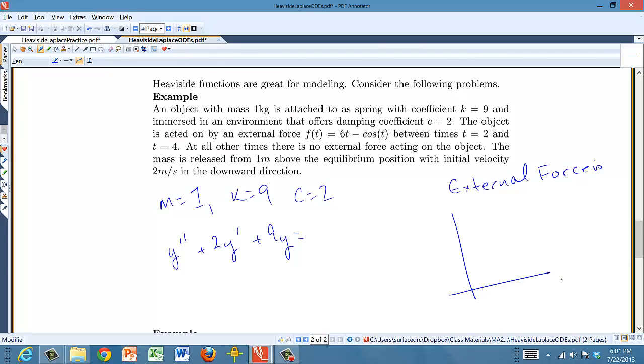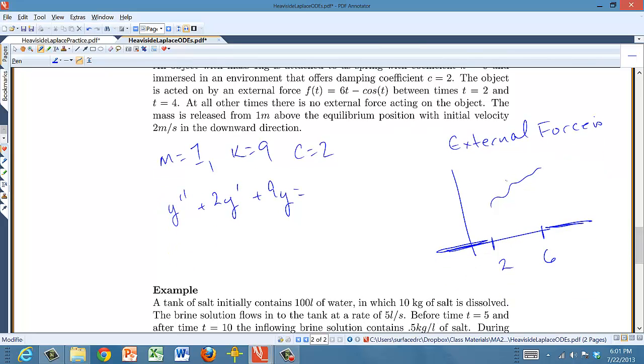Between times 2 and 6 there is some force, so 2, 6. Outside of those times there's no external force, and between times 2 and 6 you have something that looks like, well, 6t minus cosine t, so it'll look about like this. It'll be this squiggly thing going sort of upwards, and then at all other times there's nothing. So this is a graph of 6t minus cosine t.